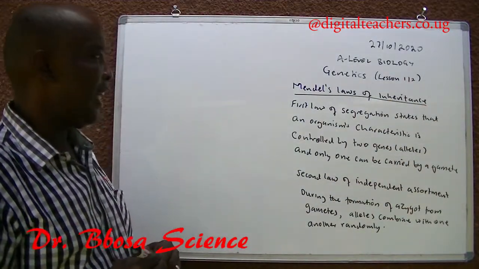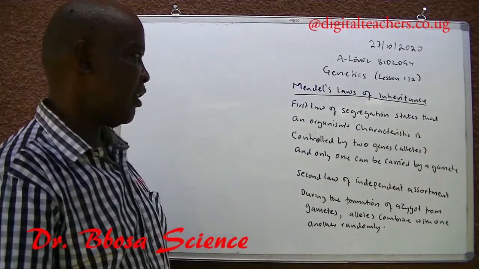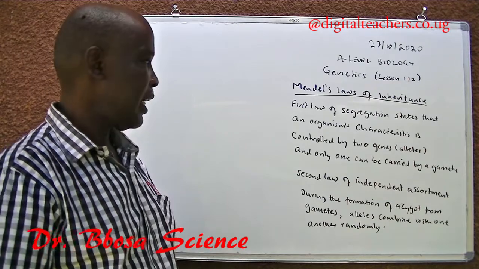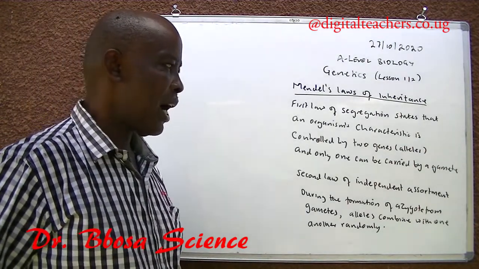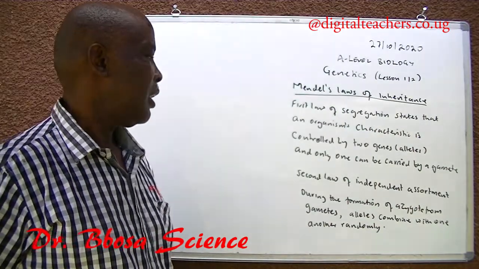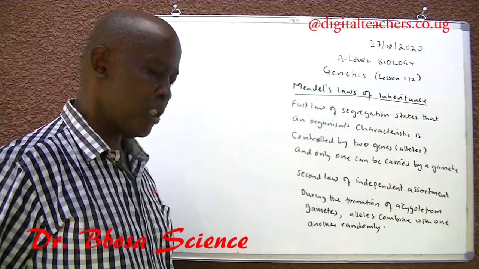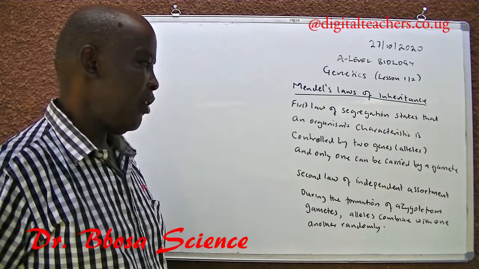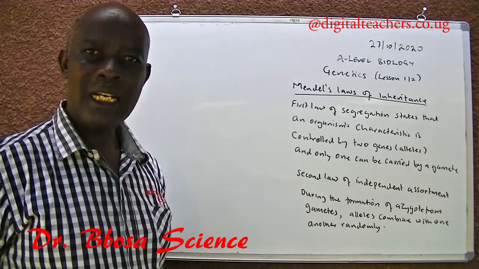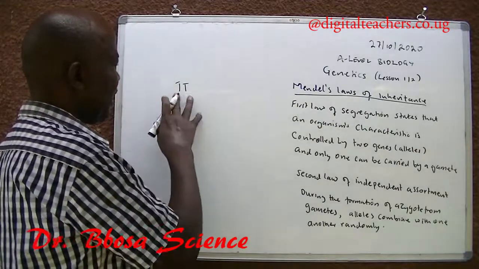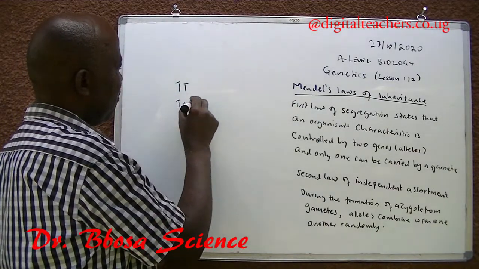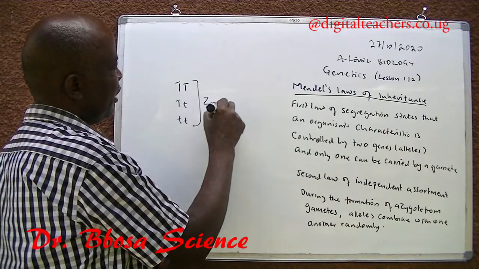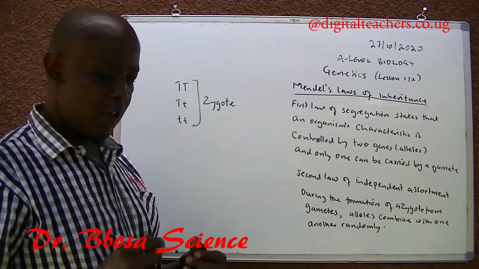Mendel's laws of inheritance. One, the first law of segregation states that an organism's characteristic is controlled by two genes, alleles, and only one can be carried by a gamete. Two, the second law of independent assortment. During the formation of a zygote from gametes, alleles combine with one another randomly. For instance, capital T can combine with capital T, or capital T can combine with small t, or small t can combine with small t to form a zygote. And this is done randomly.